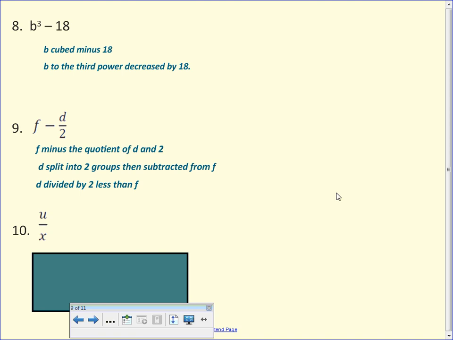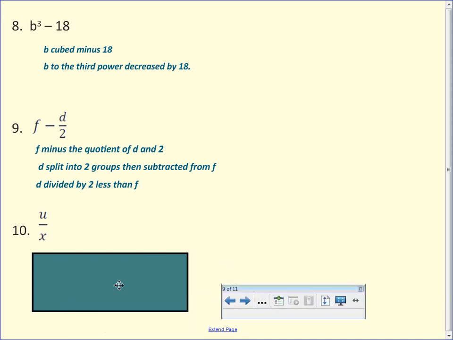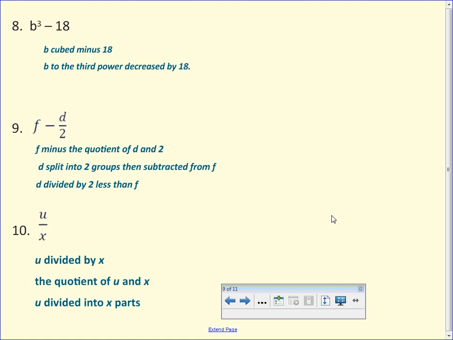For number 9, f minus the quotient of d and 2. D split into 2 groups, then subtracted from f. D divided by 2 less than f. Remember, with that less than and subtracted from, you have to be very careful of the order. And for number 10, u divided by x, the quotient of u and x, and u divided into x parts. I think that was probably the easiest one that you had. Okay, so tonight when you're working on your homework, make sure that you have more than one example for each one and you use that vocabulary chart to help you.